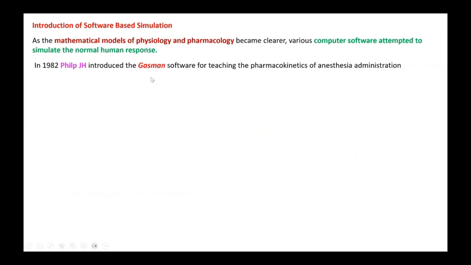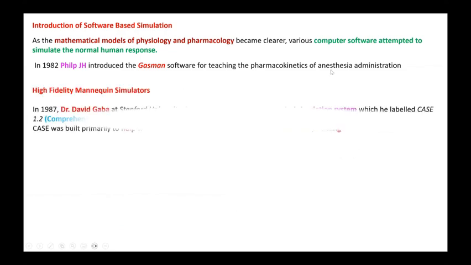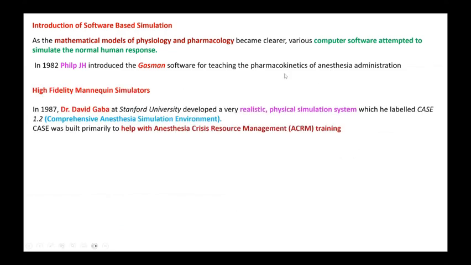And it was first introduced by Philip J.H., and he named that as a gas man, which had all the pharmacokinetic models of anesthetic administration. And then in 87, David Gaba of Stanford University also made a realistic physical simulation system, which is called the Comprehensive Anesthesia Simulation Environment. And it was built primarily for helping anesthesia crisis resource management.